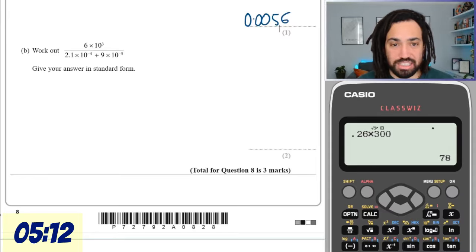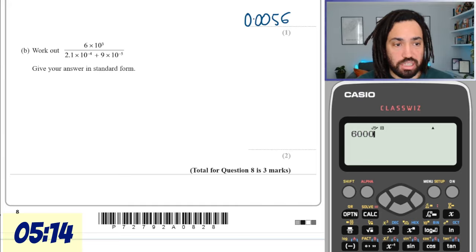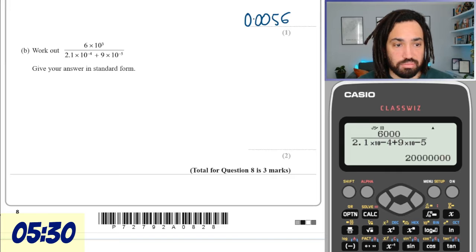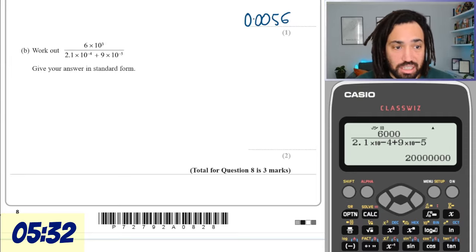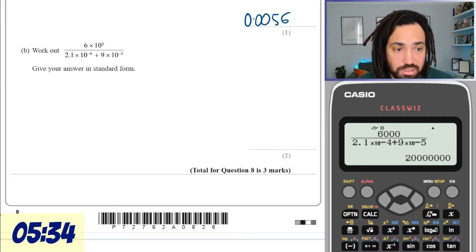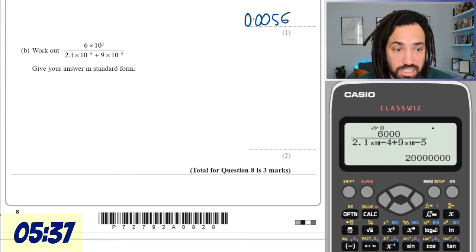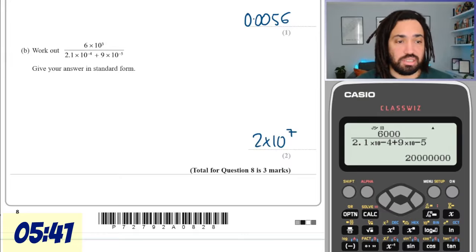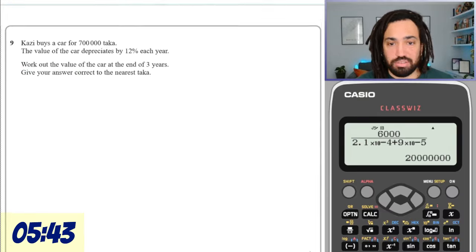Work this out. Give your answer in standard form. Do I have to put in my calculator? Gosh, I'm not sure what to do here. Right, the top is 6,000 over 2.1 times 10 to the minus 4 plus 9 times 10 to the minus 5. Okay, so how many zeros is that? 1, 2, 3, 4, 5, 6, 7. So that's 2 times 10 to the 7. Ooh, not comfortable with that. I think that's right though.